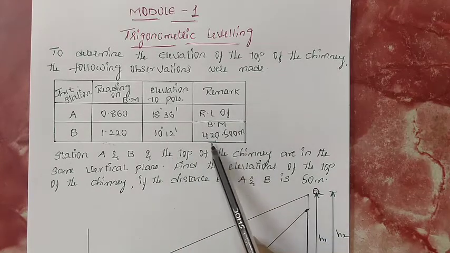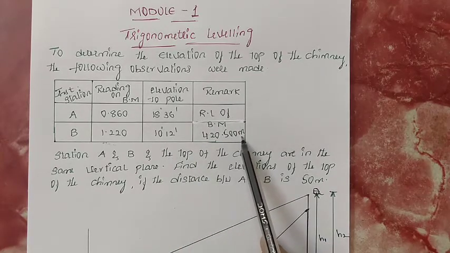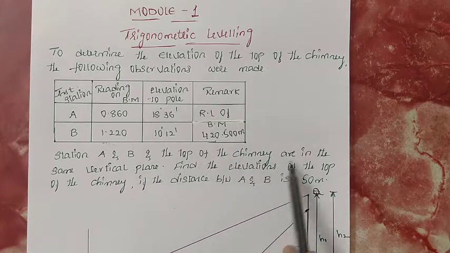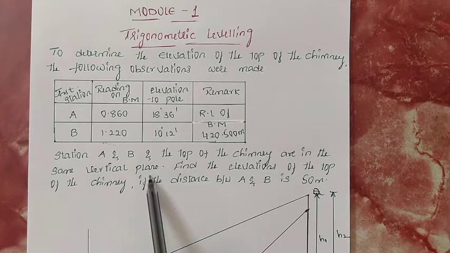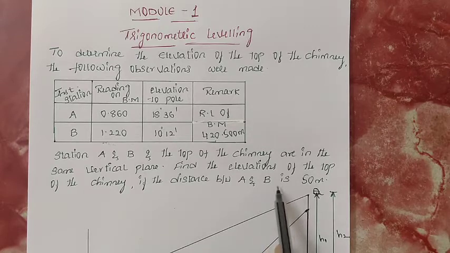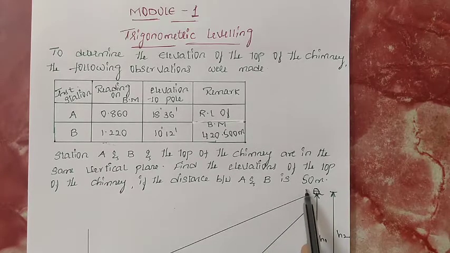And the RL of the benchmark is 420.500 meters. Stations A and B and the top of the chimney are in the same vertical plane. Find the elevation of the top of the chimney if the distance between A and B is 50 meters.